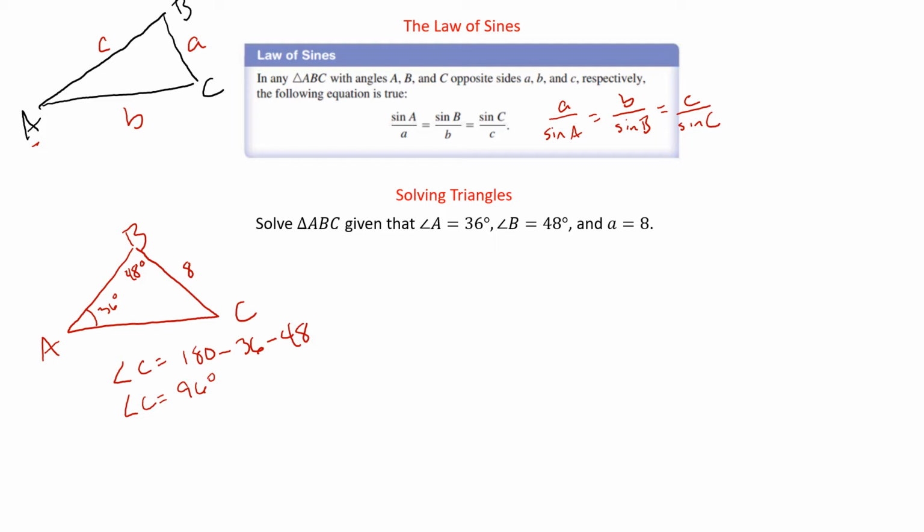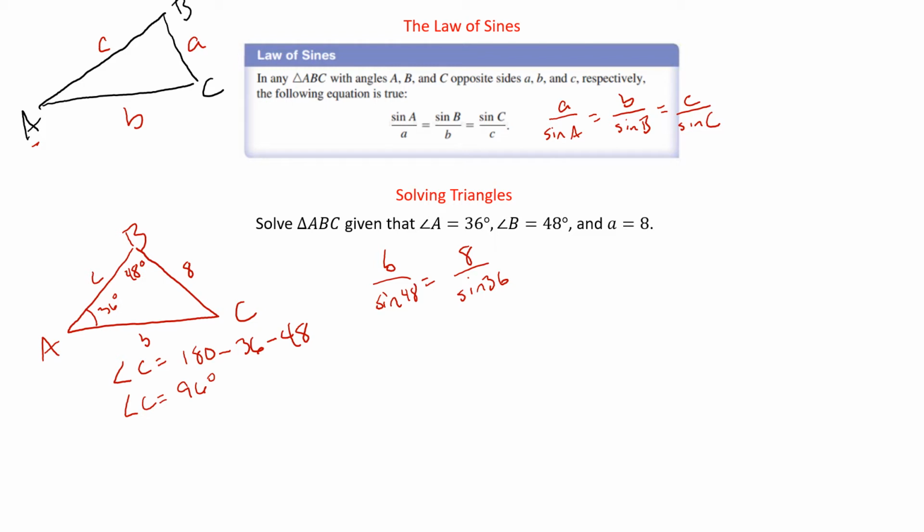Now we can set up trig. So we have side B and side C defined. So let's find side B. So I know that B over sine B is going to equal A, which was 8, over sine A, which is 36. B was 48.